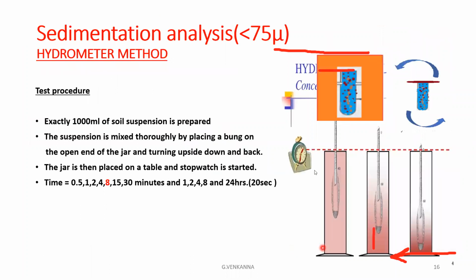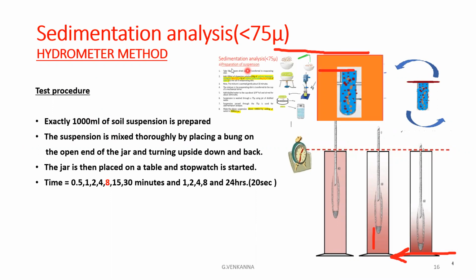Okay, we have only 3 minutes, so let's move on to the test procedure. In this hydrometer method, we take exactly 1000 ml of soil suspension. The preparation of the suspension is the same as in the previous class: take 50 grams of oven-dried soil, and add 100 ml of soil suspension to this 50 grams of soil. At the end, we get 1000 ml of soil suspension. Now the 1000 ml soil suspension is taken into this sedimentation tube, or maybe a glass jar.